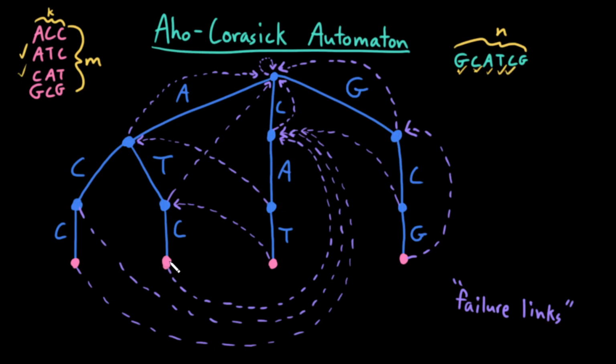Now my last letter in my query, G. My current node doesn't have a child labeled G. Let me traverse my failure link. Now I'm here. This node does have a child labeled with G, so I traverse it. Now I'm here. That's done. Now my search is done because I've used all the letters of the query. So now I am here.